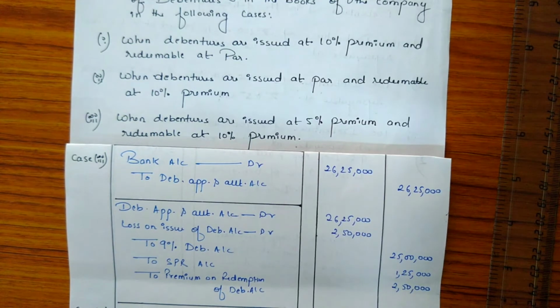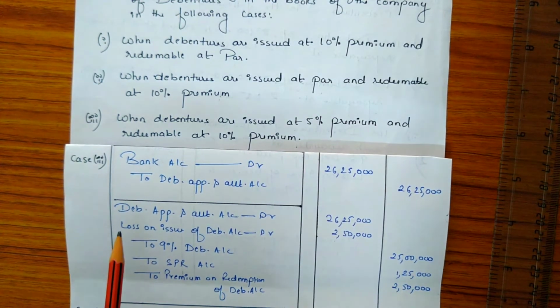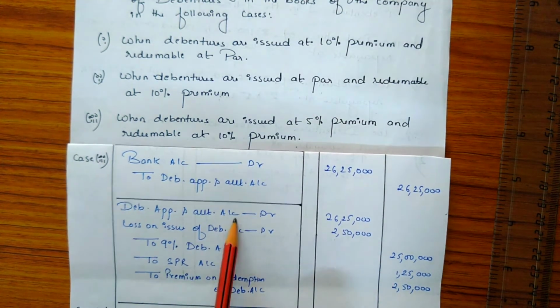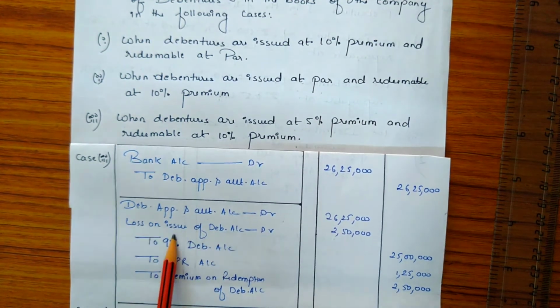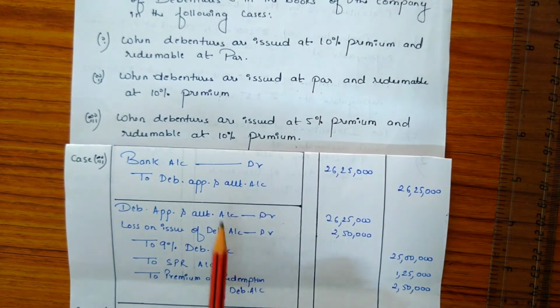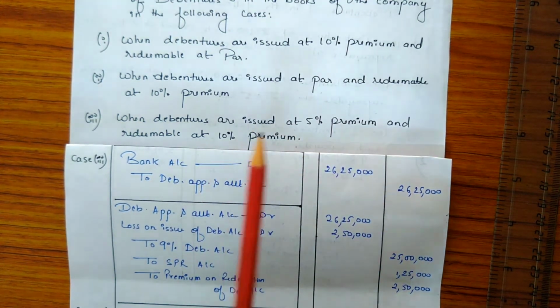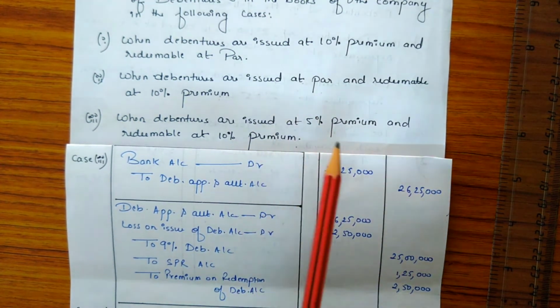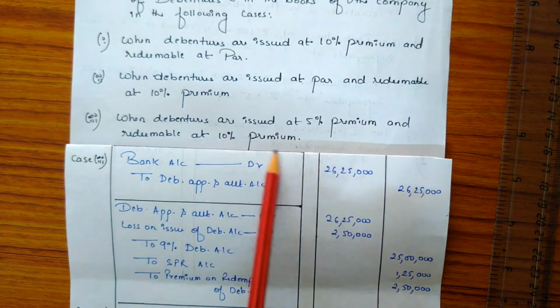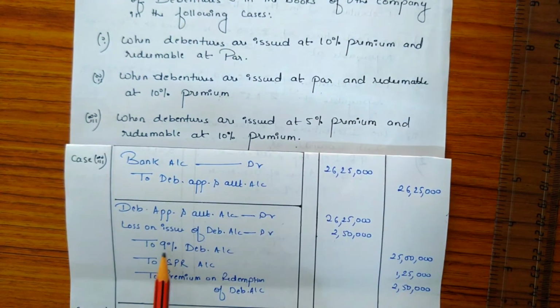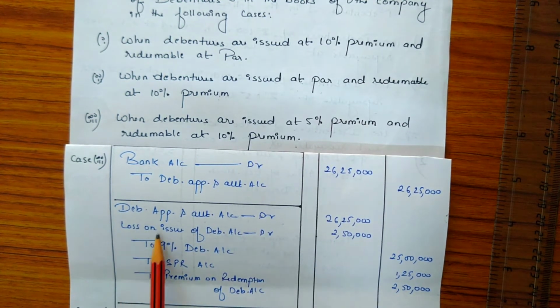Next entry will be on transferring the application and allotment account to debentures account, and the entry will be debentures application and allotment account debit, loss on issue of debentures account debit, as the debentures are redeemed at premium, which means it is a loss for the company because when the debentures are repaid, it is repaid at premium. So this is a future loss which the company records at the time of issue of debentures. So that is why loss on issue of debentures account is debited.